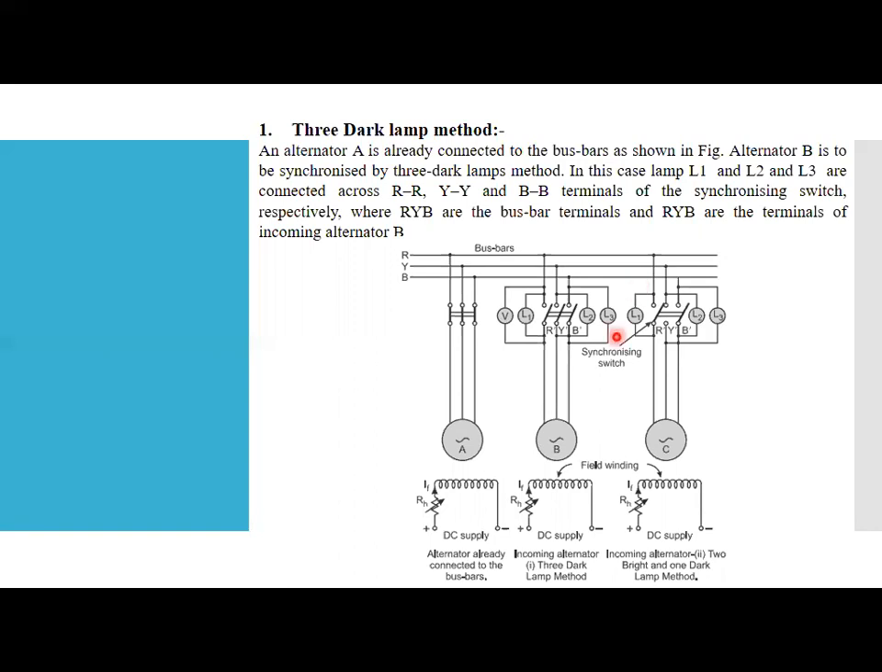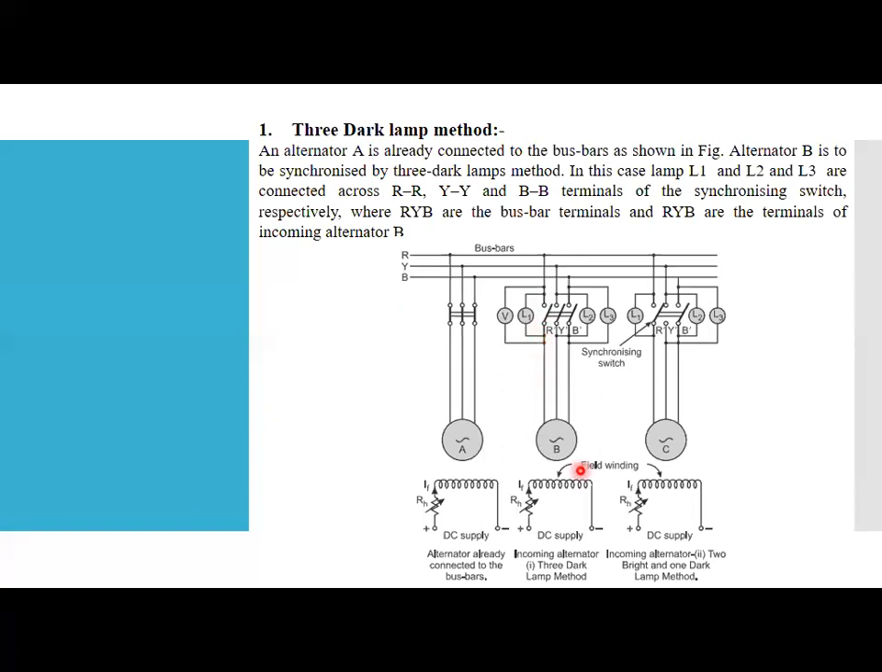Now you can see, first of all, we are using the three dark method. Here we are focusing on our alternator B only. We are not talking about alternator C. Now my alternator A is already connected with the bus bar, or already synchronized with the bus bar, you can say. Now I want to connect my alternator B. You can see here we are using 3 lamps. One terminal of the first lamp is connected with the bus bar R phase, and the other terminal is connected with the alternator's R phase.